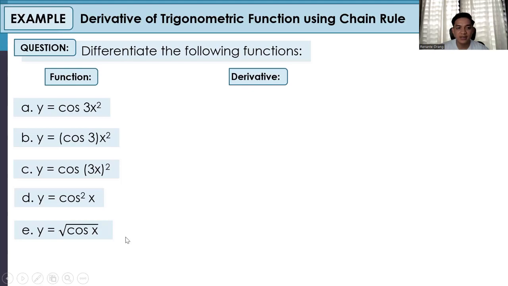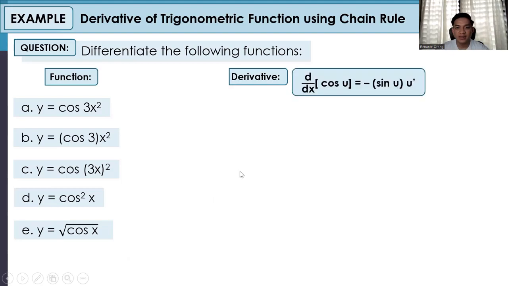So, i-derive natin to lahat, class, and let us determine kung ano yung kanilang pagkaiba-iba. So, lahat ng to, ang gagamitin natin is the derivative of our cosine u is equivalent to negative sine u prime. Let's start with our letter A, that is equivalent to cosine of open parenthesis 3x squared. So, pag ganito, same lang po siya pag may open and close parenthesis yung ating 3x squared. So, yung u po natin dito is yung nasa loob ng ating open and close parenthesis, which is si 3x squared. And then, yung u prime natin is equivalent to 3 multiplied by 2 is 6x.